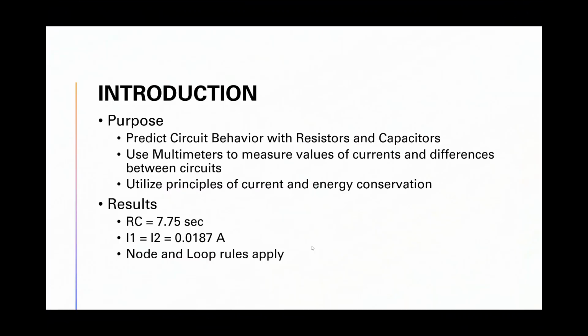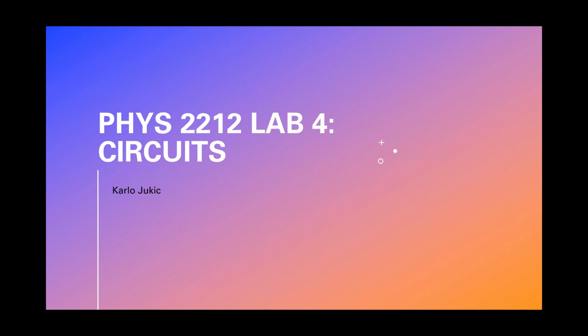For the introduction, physics labs predict current circuit behavior with resistors and capacitors, and use multimeters to measure values and currents, and differences between circuits, and to utilize principles of current and energy conservation. For our main results, our RC calculated came out to 7.75 seconds. Our current came out to a measured 0.0187 amps, and our node and loop rules applied.